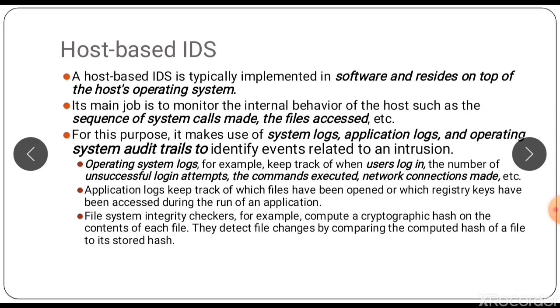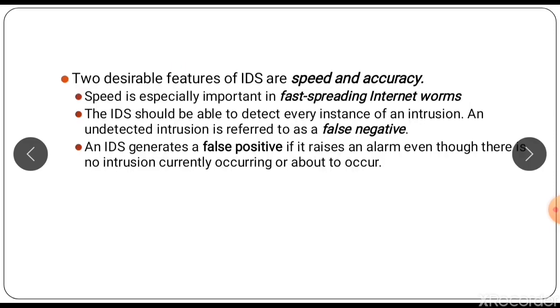Two desirable features of an IDS are speed and accuracy. Speed is especially important in fast-spreading internet worms. For example, early worm detection and an early response mechanism such as autonomous system shutdown can help to reduce the number of infected machines. The IDS should be able to detect every instance of an intrusion.